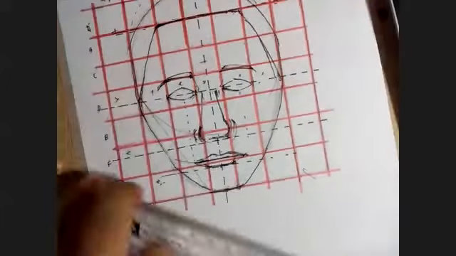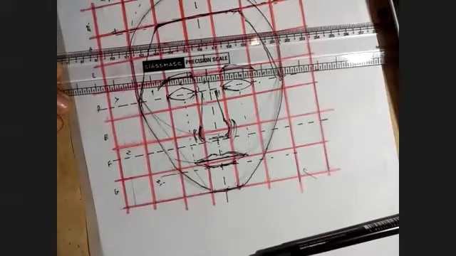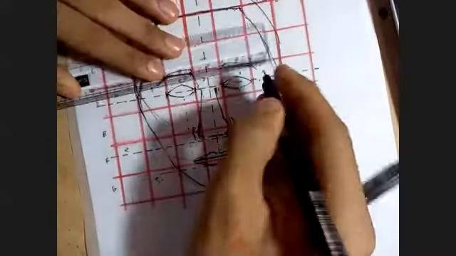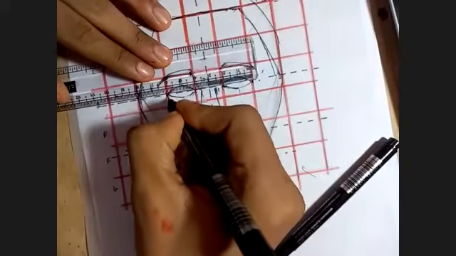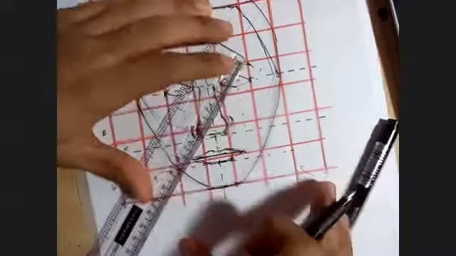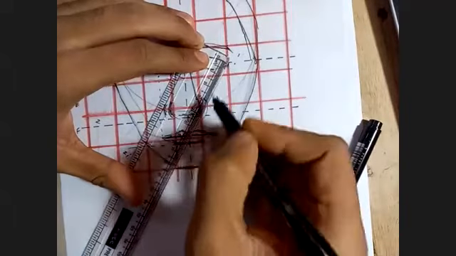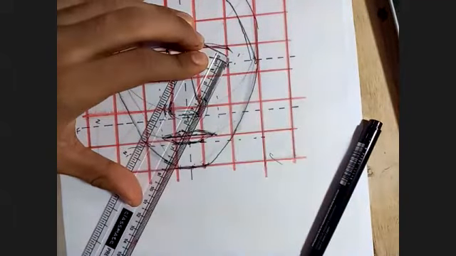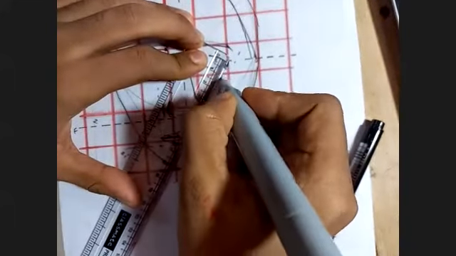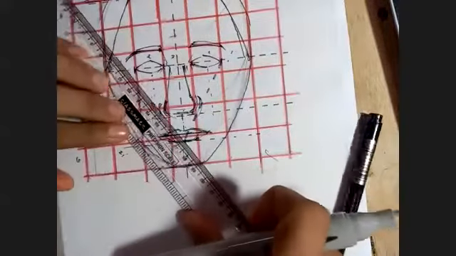So try this. How far is this? How wide is this? This is 3 units, 6 centimeters. Measure this. Again, look at this one. Let me represent this with a different color. In order to check if what you have drawn so far is correct, this is what you need to do.